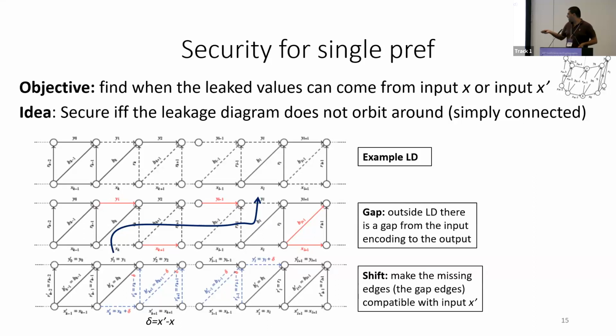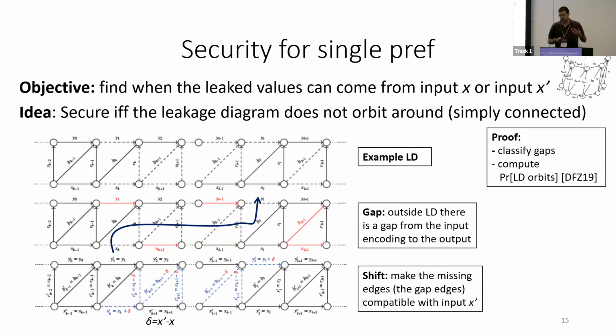In this case, we add delta to xk and yl, and we subtract delta in this case. In this case, all the values can come from a refreshing of x prime. Okay, to give the formal proof, what we have to do is to classify all the gaps and then compute the probability that the leakage diagram orbits.